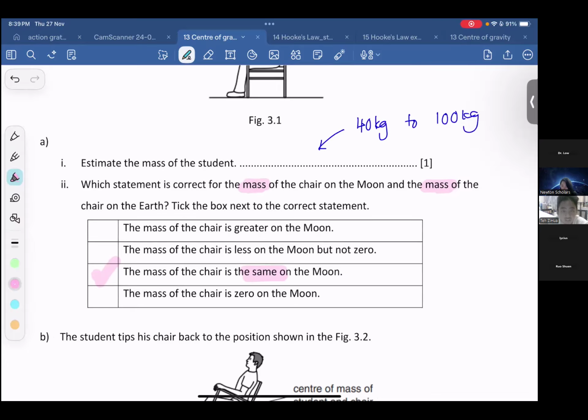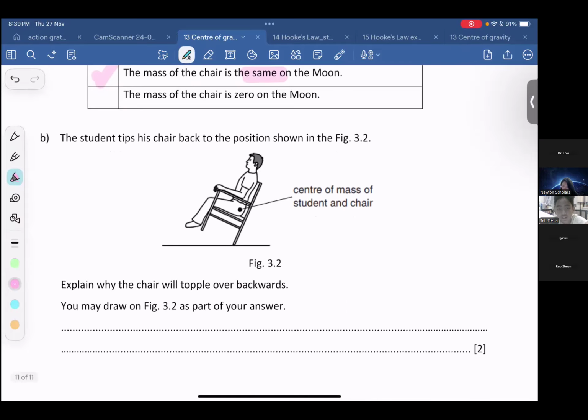Okay? So, B. The student tips his chair back. Okay, what do you think? Will the student topple or not? Oh, but here, the question already tells you. Explain why the chair will topple over backwards. It will topple. Okay, you may draw on the figure 3.2 as part of your answer. This one is easy. Okay, dear.